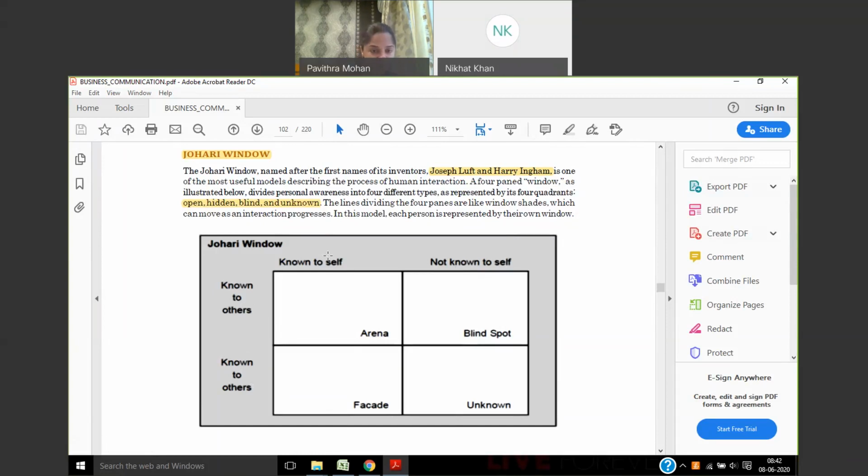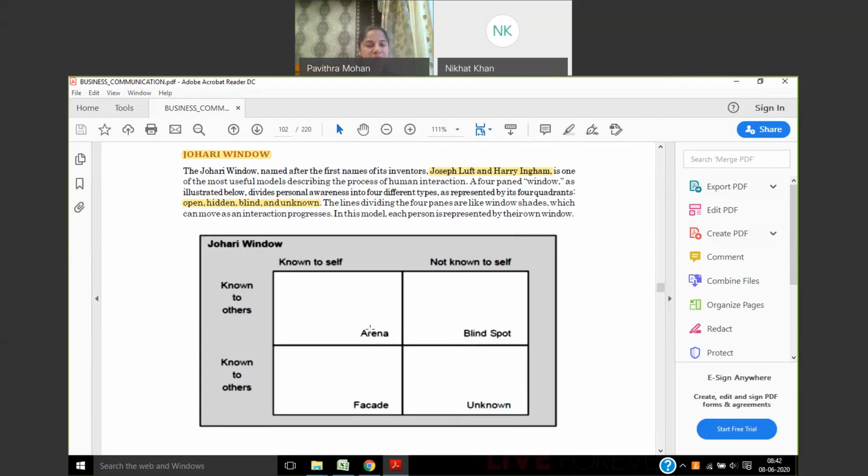I'll repeat once again: known to self, it is known to me; known to others, it is known to others also. That is public at large. Not known to self, I don't know; not known to others also. Okay, so if there is a concept where it is known to self but known to others also, it is called as arena or open quadrant.